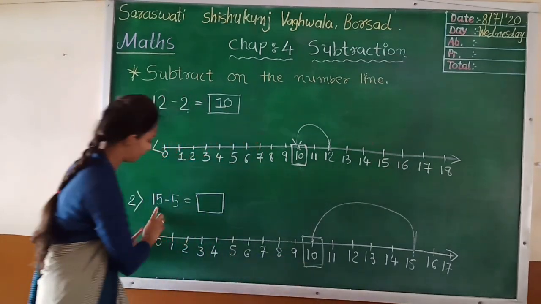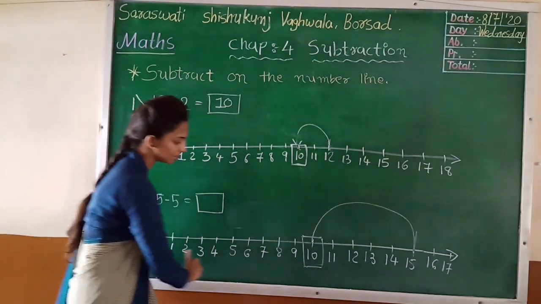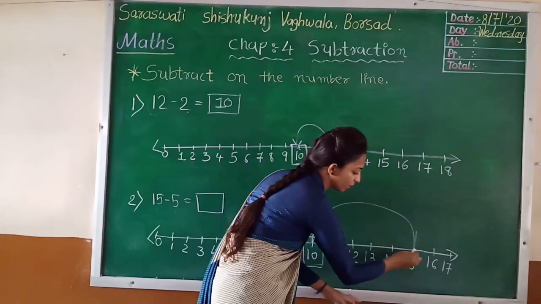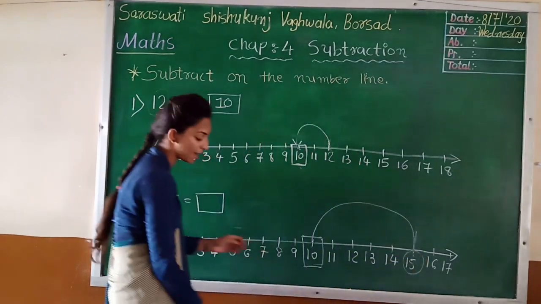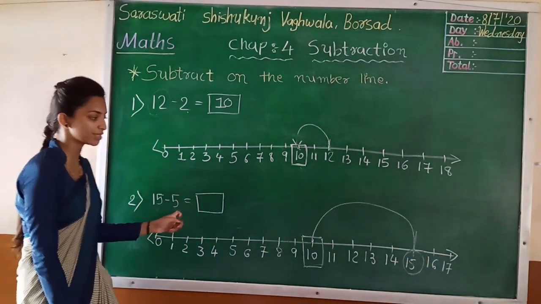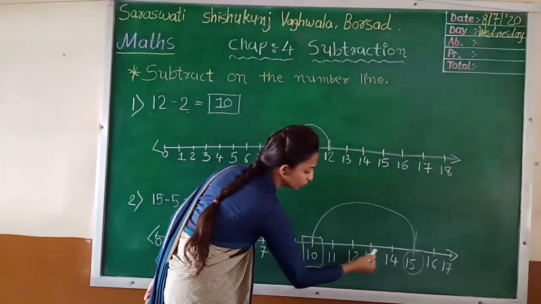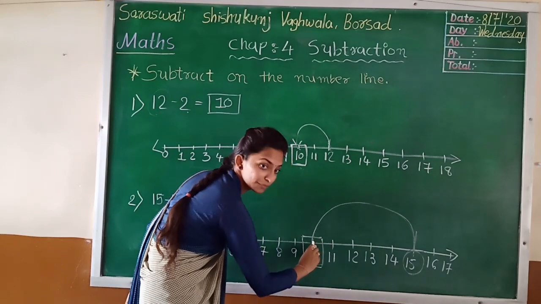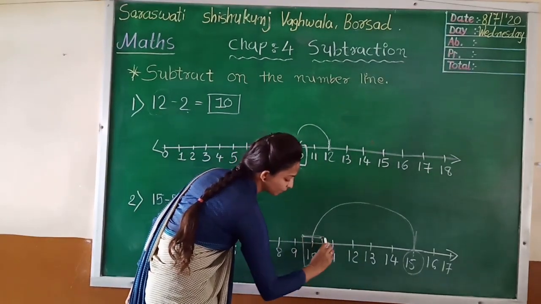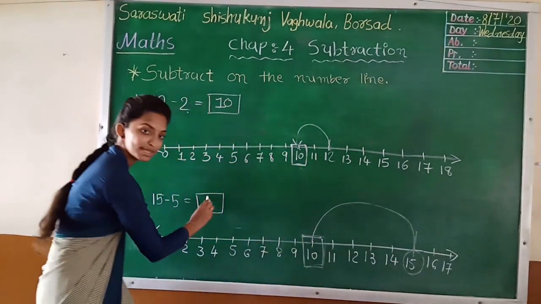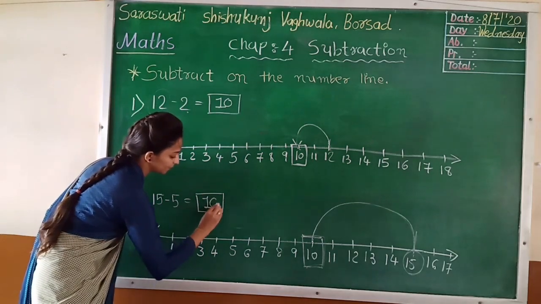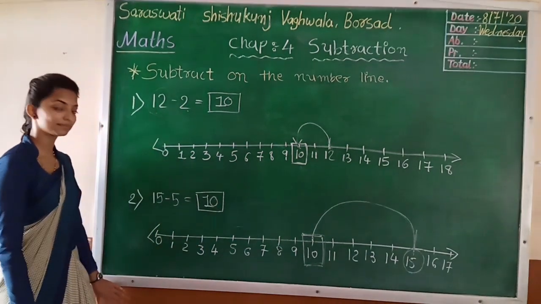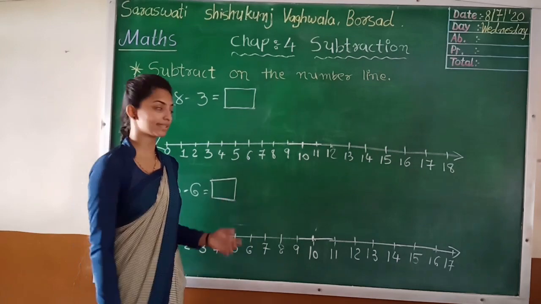Understood? 15 minus 5. That means 15 here. Then how many steps you have to move back? 5 steps. 1, 2, 3, 4, 5. So 15, 5 steps back here. Which number comes? 10. So right here 10. Okay? Student, let's see another example.